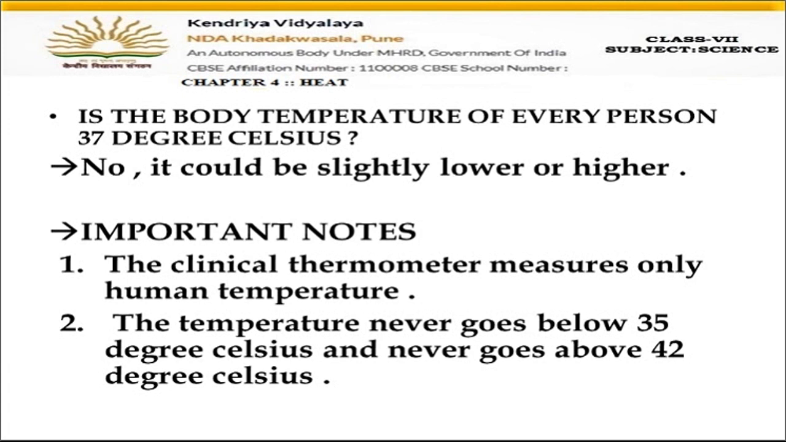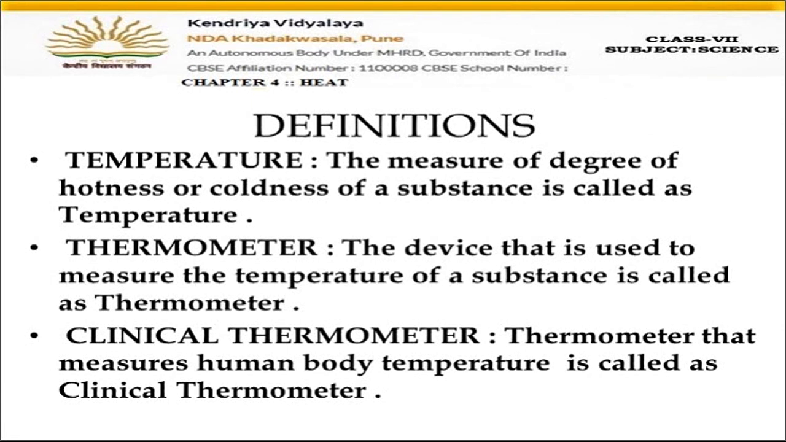Now let us discuss some definitions which we have already discussed. Temperature is the measure of the degree of hotness or coldness of a substance. It tells us how hot or how cold the substance is. A thermometer is the device used to measure the temperature of any substance. If it is the human body, clinical thermometers are used. If it is any other substance, we can use laboratory thermometers. A thermometer that measures human body temperature is called a clinical thermometer. I hope these small concepts are clear to you all.